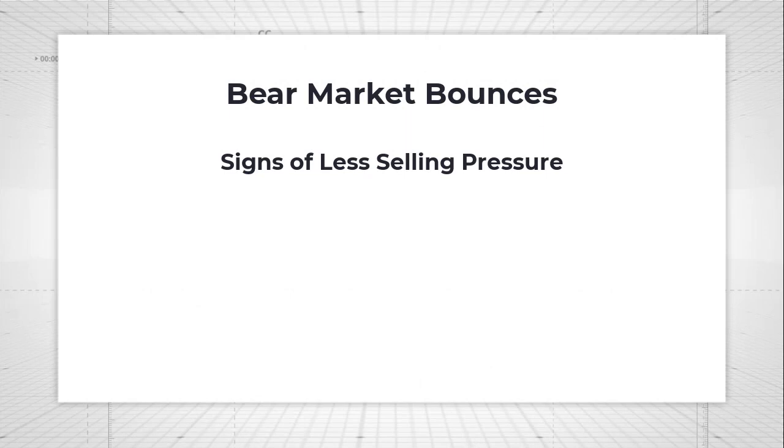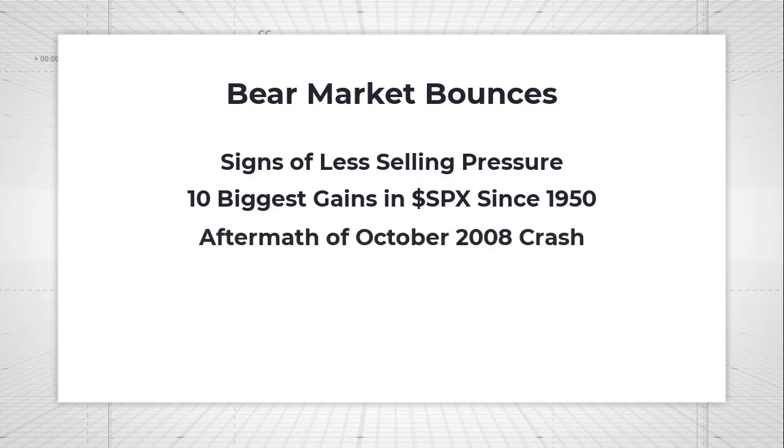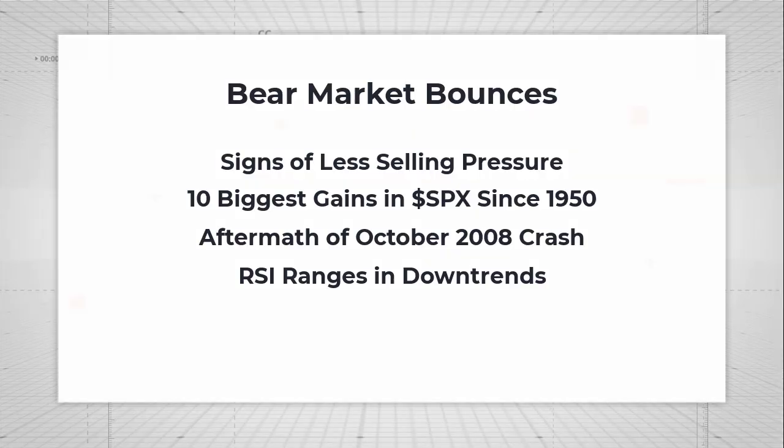So today we're going to look at bear market bounces. What led to this bounce other than the stimulus package? Signs of less selling pressure were evident. Look at the 10 biggest gains in the S&P 500 since 1950 and the aftermath of the 2008 crash. And finally, RSI ranges in downtrends.